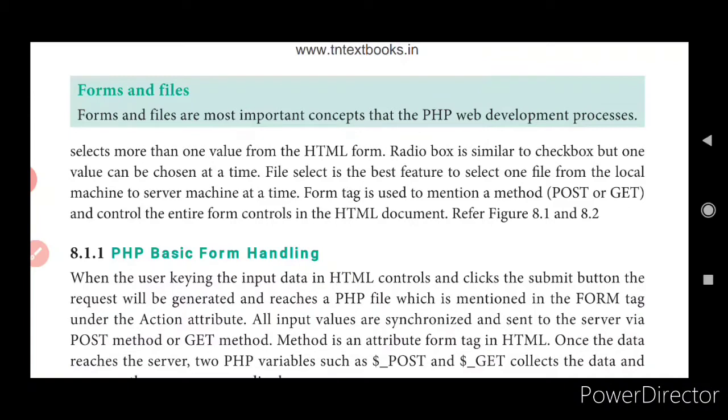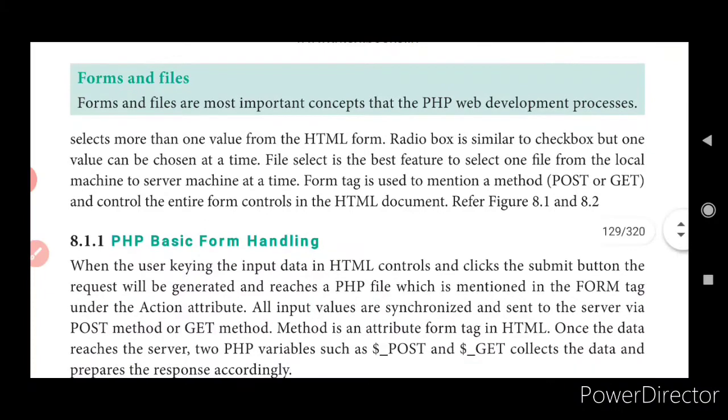What about file select? File select is used for selecting one file from the local machine to the server machine at a time. What we do is, say for example, if I wanted to access Facebook, let us consider like this. If I'm going to access Facebook, I'll be opening it on the client side, which is actually retrieved from your server. Or if I want to send a request, it will be sent from the client to the server. Yes.